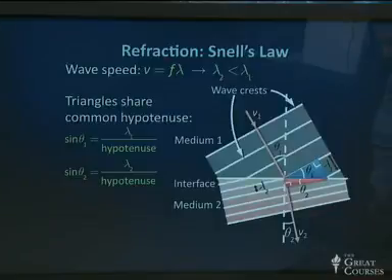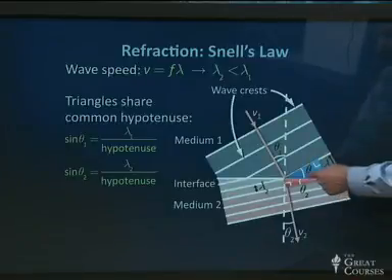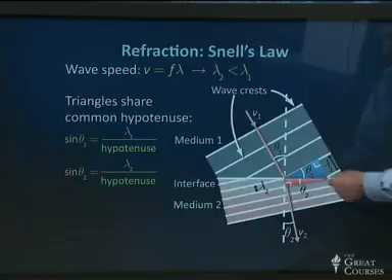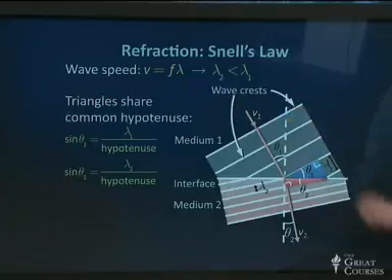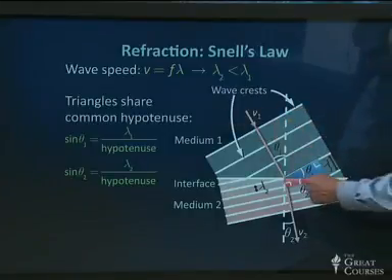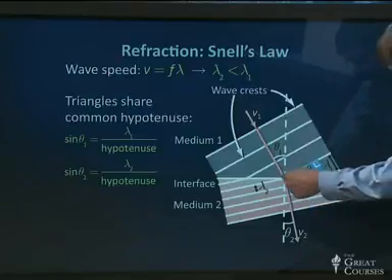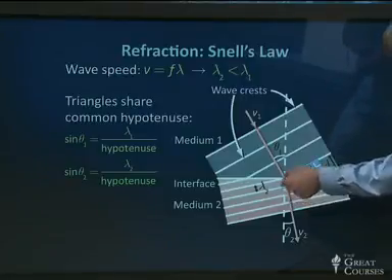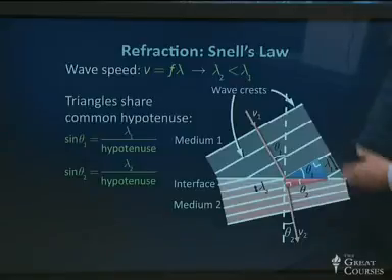And remember that the sine of an angle is the opposite side over the hypotenuse. Well, look up here. Here's the opposite side for this blue shaded triangle. That's the opposite side, opposite theta 1. And so by definition, the sine of angle theta 1 is this distance, which, lo and behold, is the distance between wave crests. That's the wavelength, lambda 1 in medium 1, divided by the hypotenuse. And similarly for this orange triangle, here's the opposite, and that is the wavelength, the distance between wave crests in medium 2, divided by that common hypotenuse.